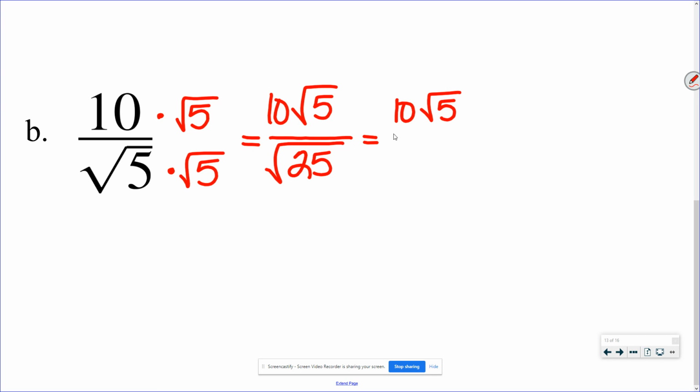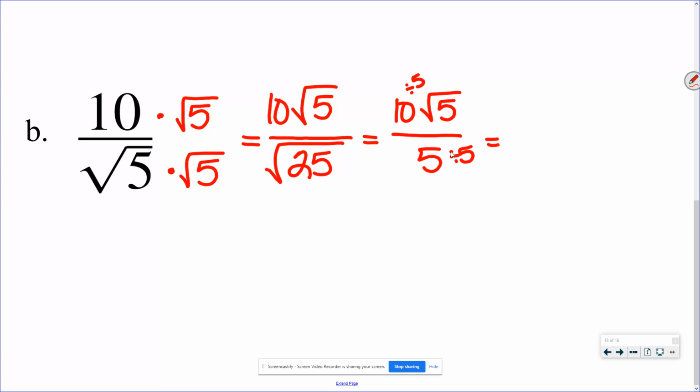Okay, now I'm going to focus on the bottom right now because square root of 25 is actually just 5. And from here, you're pretty much done. However, if you look at the whole numbers here, 10 and 5, those numbers are both divisible by 5.